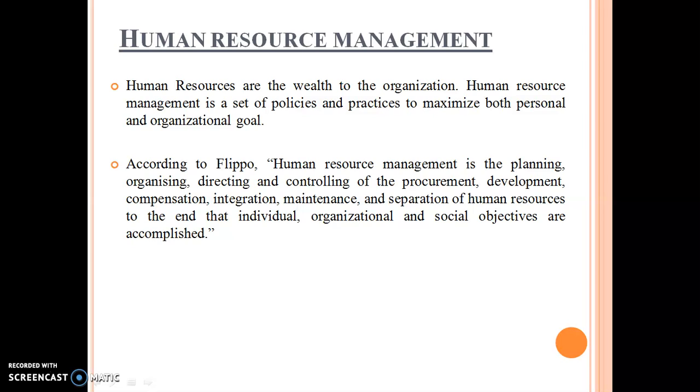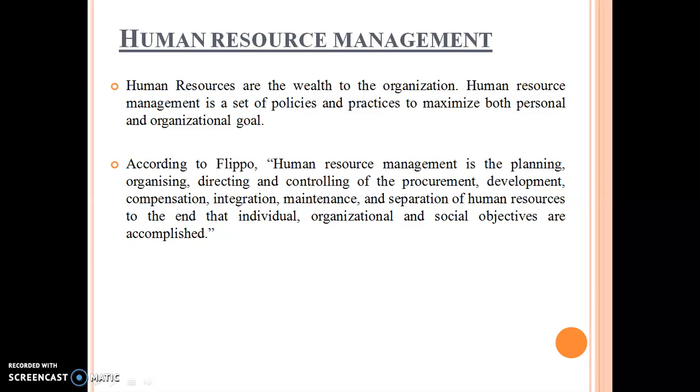Human resources are the wealth of the organization. They are the assets to an organization. It is a source of strength and aid for a company. Human resource management is a set of policies and practices to maximize both personal and organizational goals.